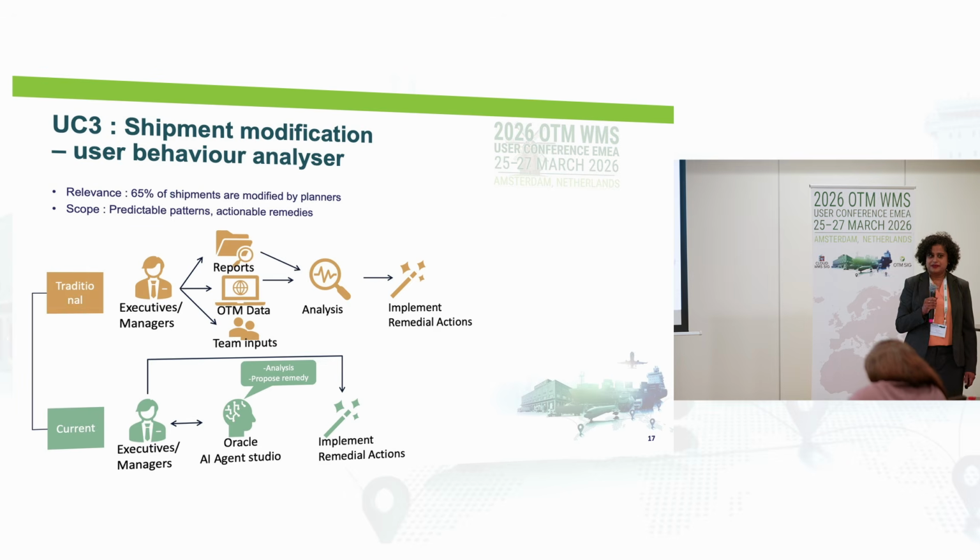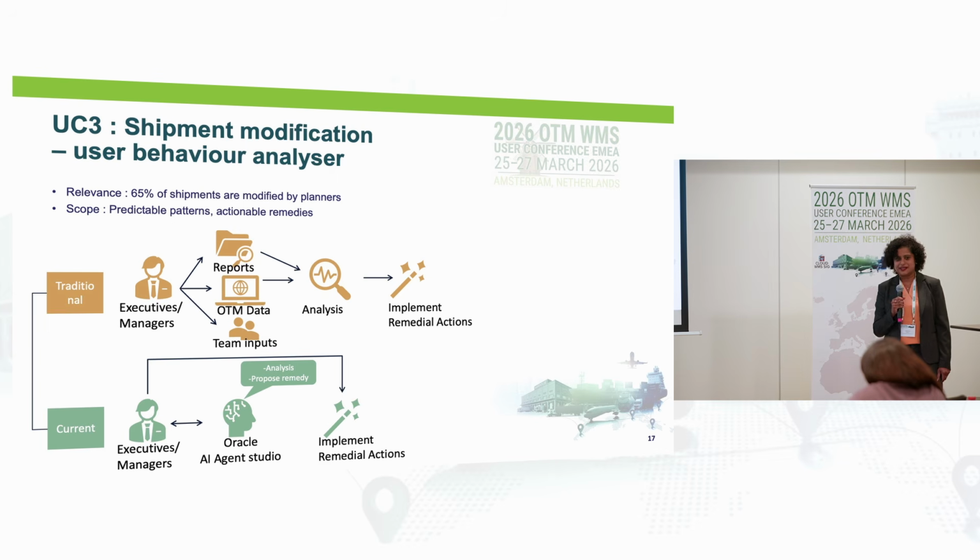Third use case, this might be quite interesting to the supervisors, not maybe for the planners. If you look at the relevance, 65% of the shipments are modified. Yeah, many of you are gasping. Maybe it is the same, or maybe a little higher, because planners always like to tamper with the data. So, yeah, we have to find a way to fix this. We have to enforce some discipline.